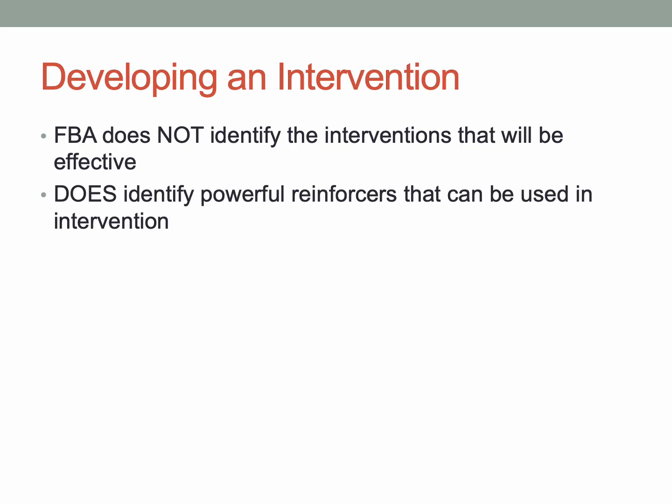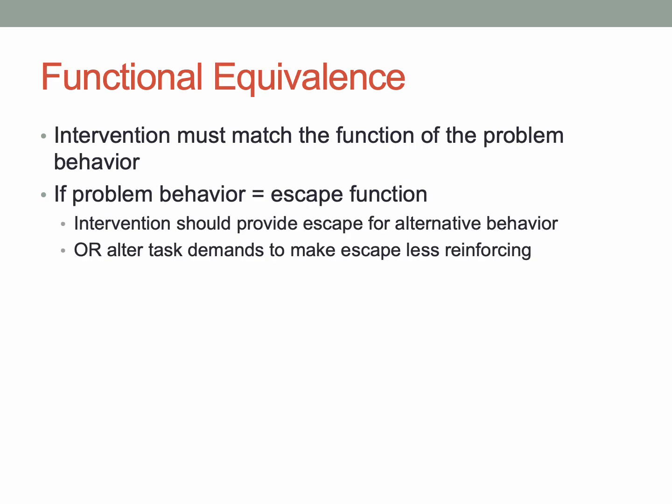When you develop an intervention, remember that FBA does not identify the intervention strategy for you. It does provide information about why the behavior occurred, the function only. However, it does provide information about powerful reinforcers you can use when you develop an intervention, because you know the consequence of the behavior, what is reinforcing the behavior, right? When you choose an intervention, the intervention must match the function of the problem behavior.